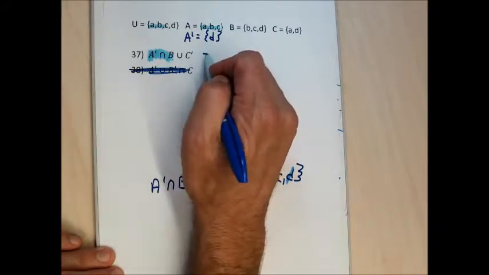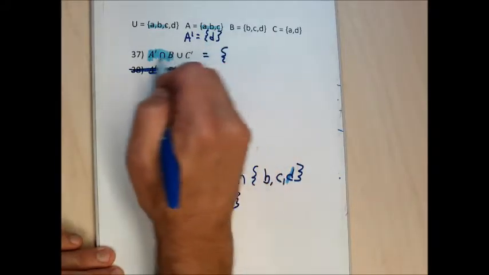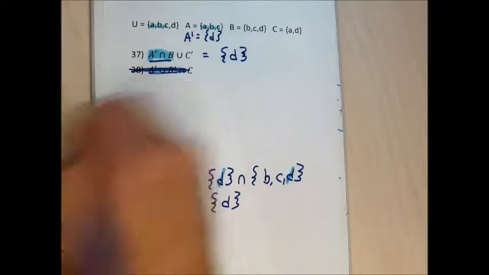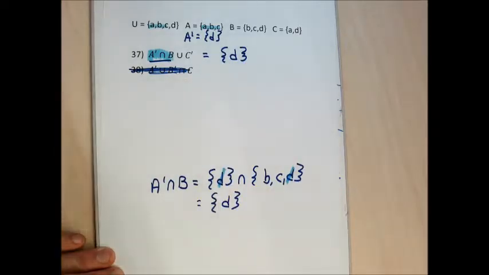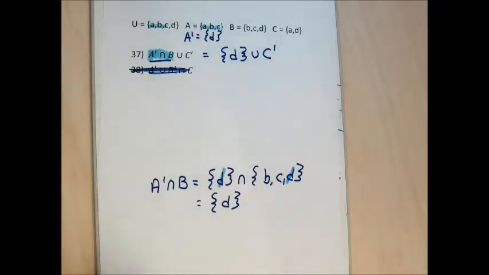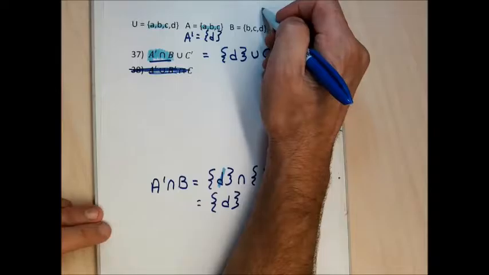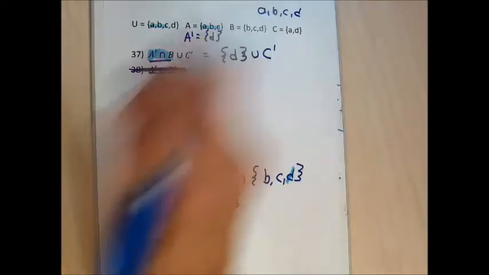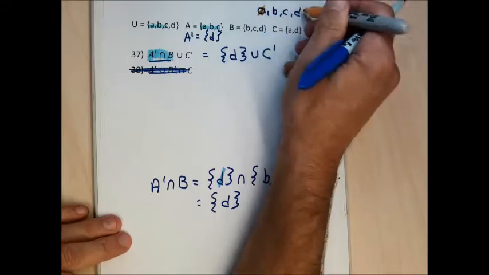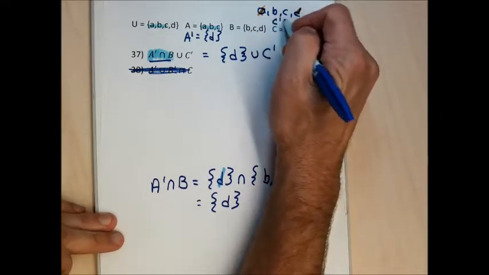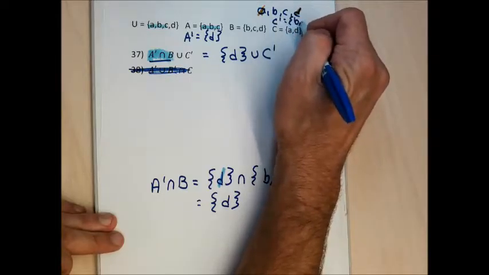So as I go to do this, for this part, A complement intersection B, I'm going to change that to the set that has the letter D. And then I'm going to union C complement. I need to find out what C complement is. The universal set has A, B, C, and D in it. When I go to find C complement, I take out the A and the D. C complement is going to be the set that has B and C.